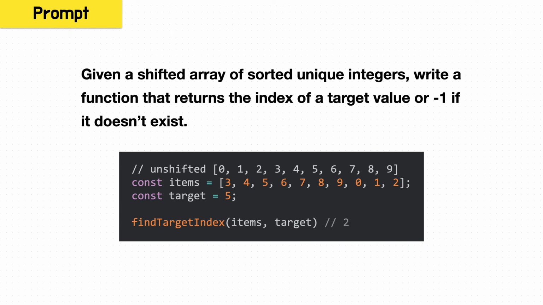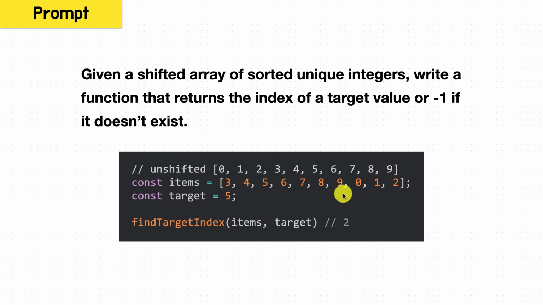So the question says you're given a shifted array of sorted integers. So an unshifted array means all the items increase from beginning to end, so they're ordered in ascending order, they're sorted. Here, our items were sorted, but then they've been shifted by an unknown number of units. So instead of 0, 1, 2 being at the beginning, we now see that it's at the end. So 3 through 9 are increasing, then we have this change point, and then 0 through 2 are increasing.